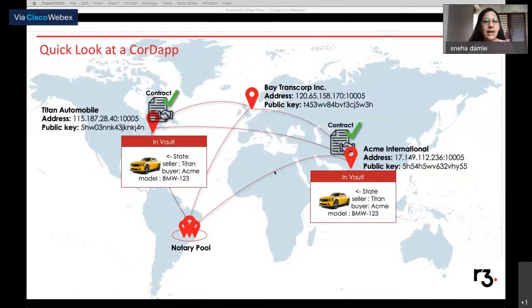So looking at this diagram, let's take a very simple basic example. Let's say that Acme and Titan want to enter into a deal. Acme wants to purchase a car from Titan, and Titan wants to sell this car to Acme. So Titan wants to transfer the car ownership from Titan to Acme.